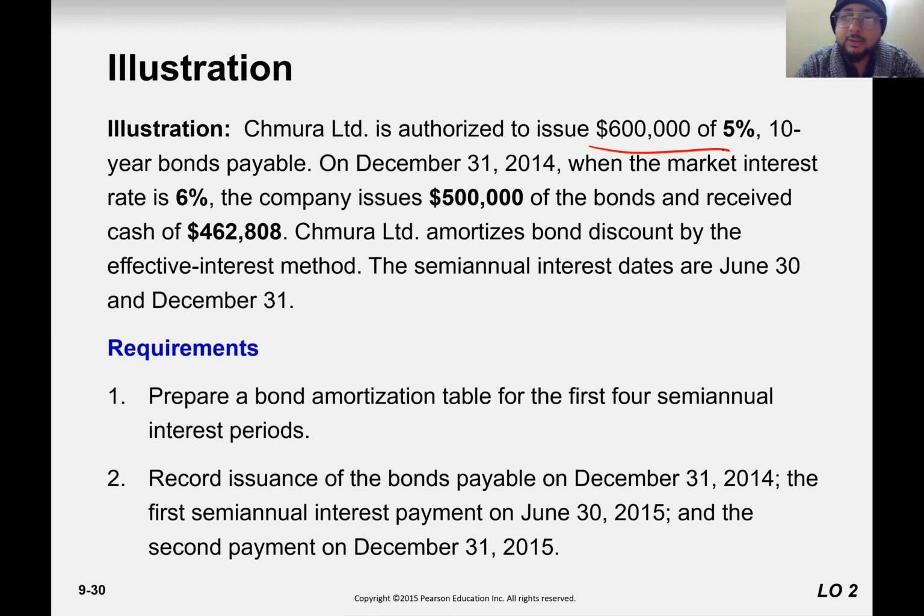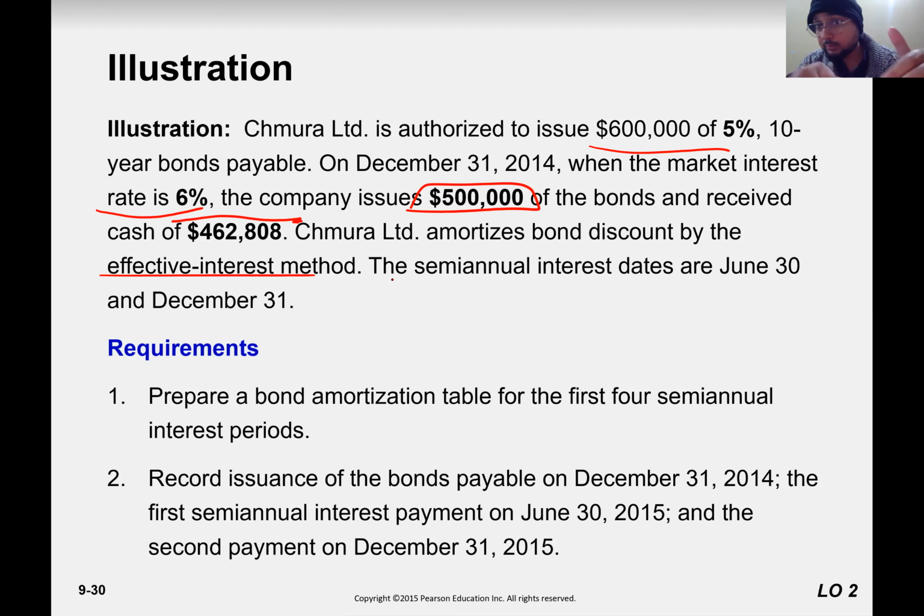Chimora Limited is authorized to issue 600,000 of 5% 10-year bonds. So on December 31st, 2014, when the market interest rate is 6%, the company issued 500,000 worth of the bonds and received 462,808. So Chimora Limited amortizes the bond discount by the effective interest rate method.